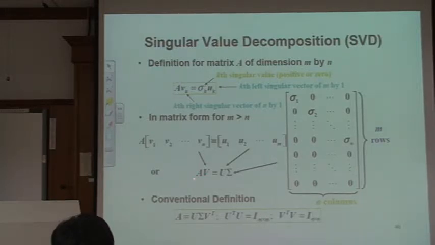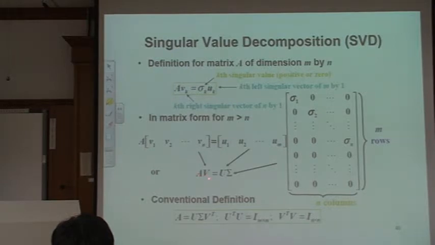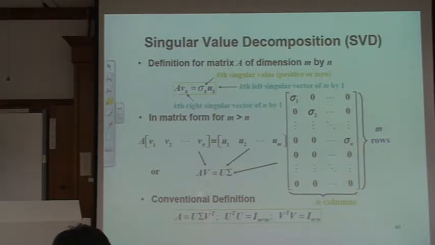We decompose the original matrix A times V into two matrices, called U and sigma. The conventional definition is if we can show, basically if we use V inverse transpose.